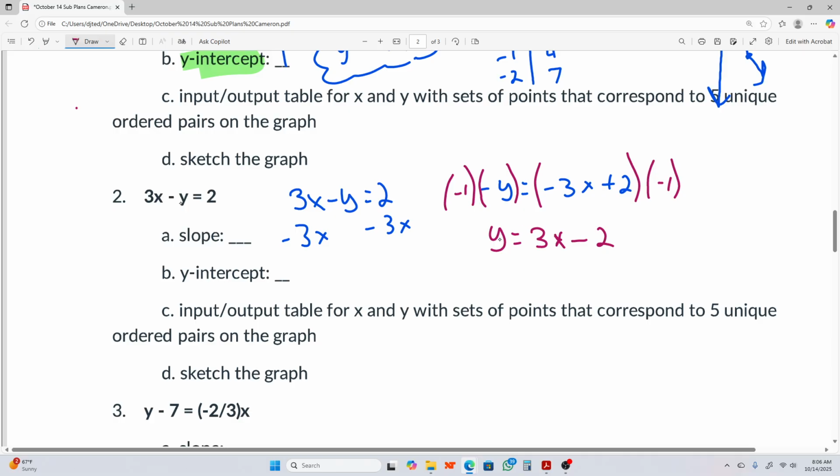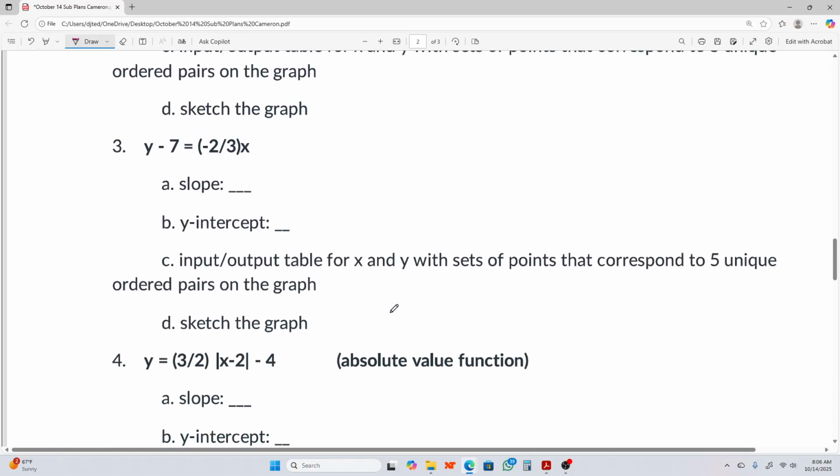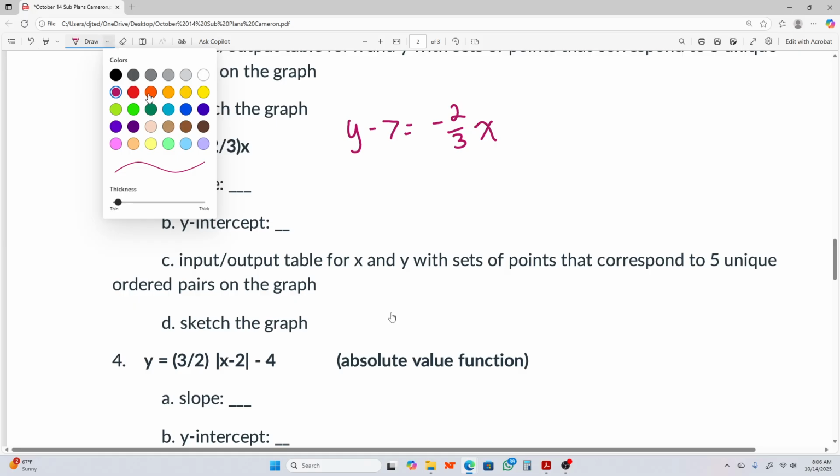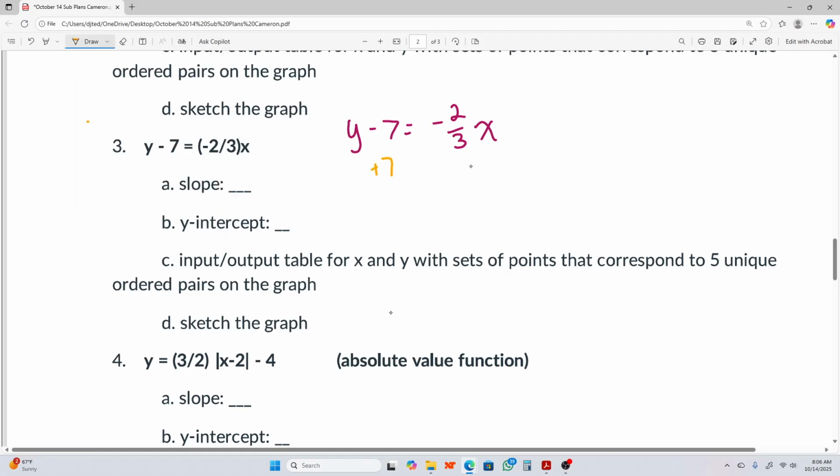Now, the same way how we answered the questions for number 1, you can answer for number 2 because it's in slope-intercept form. And then on number 3, you got y minus 7 equals negative 2/3 x. We want to get the y by itself. Just going to real quick add 7 to both sides. That's going to give us y equals negative 2/3 x plus 7. Now the same way how you answered questions on number 1, you can answer the questions on number 3.